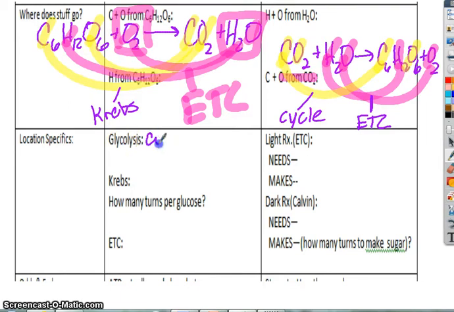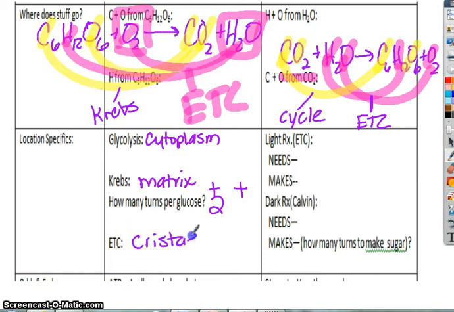All right, glycolysis happens in the cytoplasm. Some of this stuff is really simple. Krebs cycle is in the matrix of the mitochondria. If you recall, per glucose, it turned twice because we made 2 pyruvates and then each pyruvate got processed. Electron transport chain happened in the cristae. The light reaction, which is basically an electron transport chain, happens in the membranes, which in this case are called thylakoids.